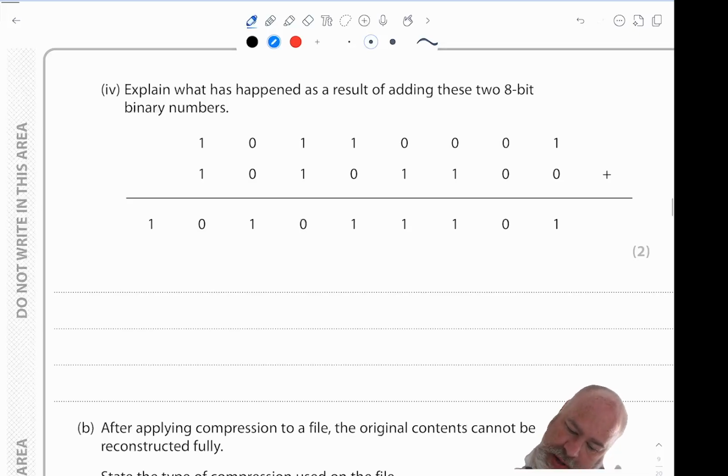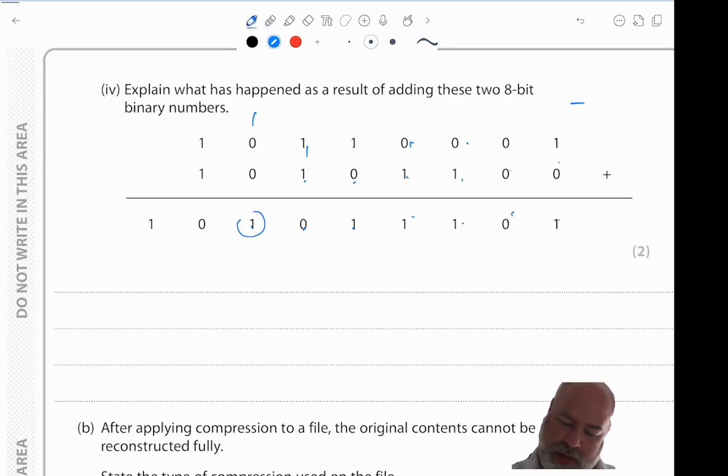Explain what has happened as a result of adding these two 8-bit binary numbers. 9 times out of 10 it will be an overflow error. So let's have a look. 1 plus 0 is 1, 0, 0 is 1, okay, 0, 1 is 1, 0, 1 is 1, 0, 1 is 1, 1, 1 is 0, carry the 1, that 1 goes down here. 1, 1 is 0, carry the 1, because 1 and 1 equals 2.